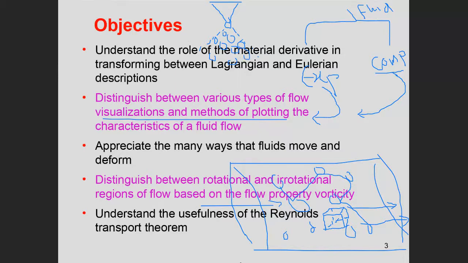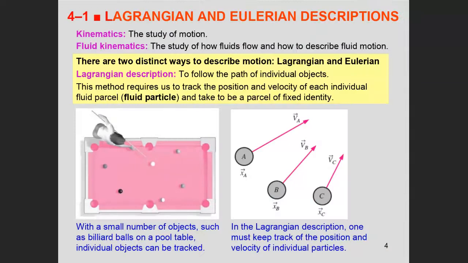So these are the 4 points. We will go through this chapter very fast. It is not a big chapter. Lagrangian and Eulerian descriptors, we have just talked about them, right? And this is the brief definition of them.